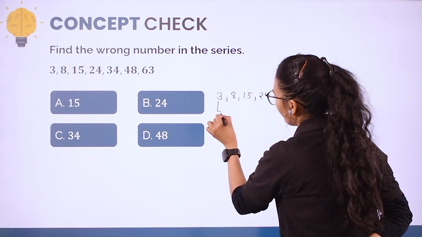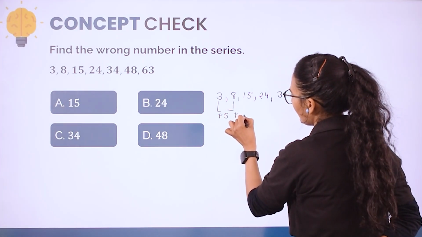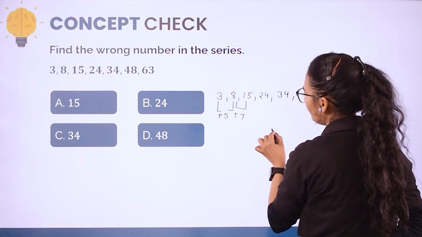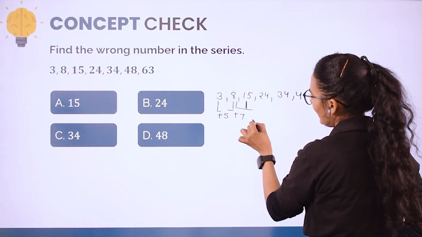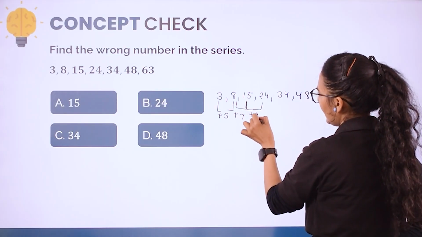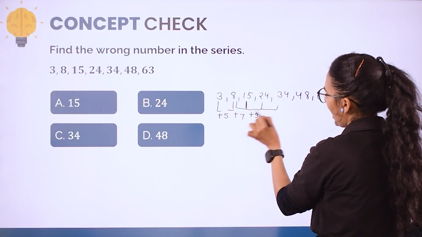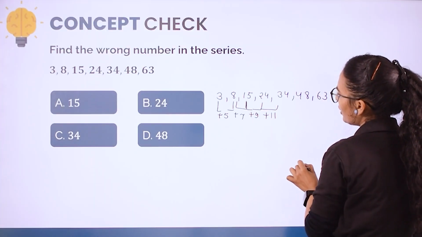3 plus 5, I will be getting 8. 8 plus 7, I will be getting 15. 15, what is the next number after this? 9, right? Next odd number, 9 here. So again, I will be getting 24. After this, what is the next odd number? 11. So plus 11, the answer should be 35.